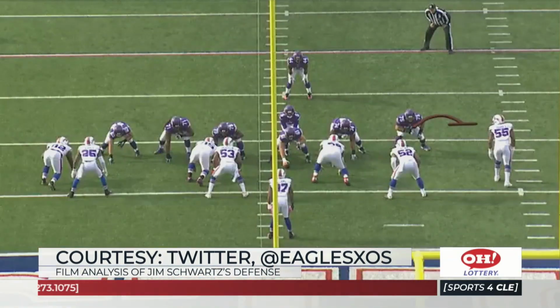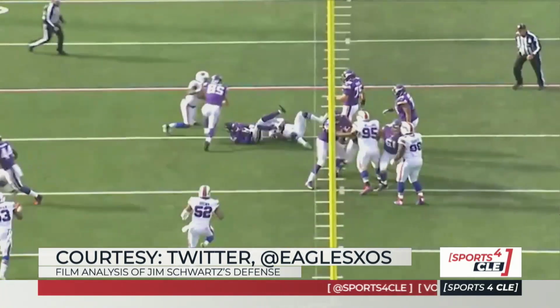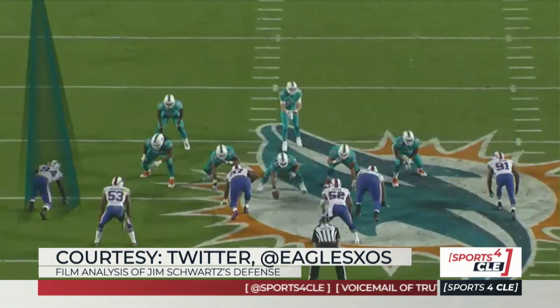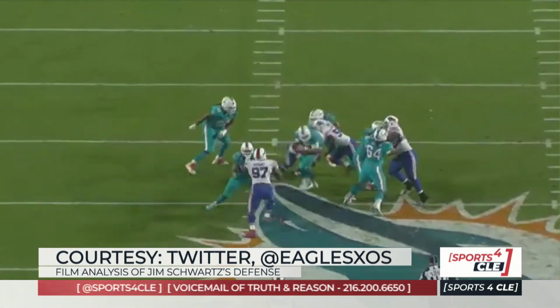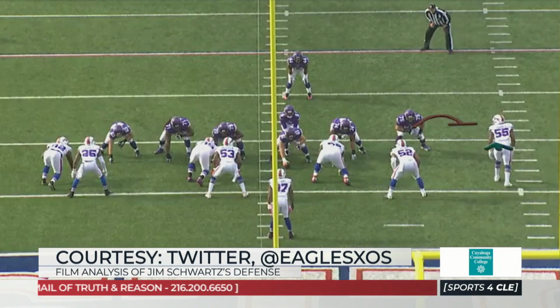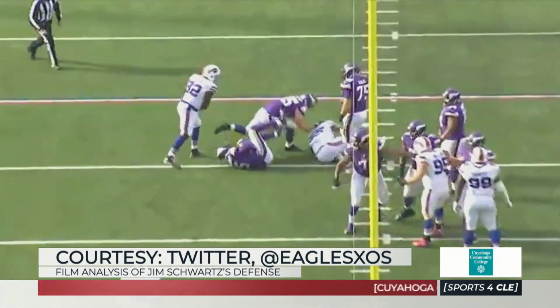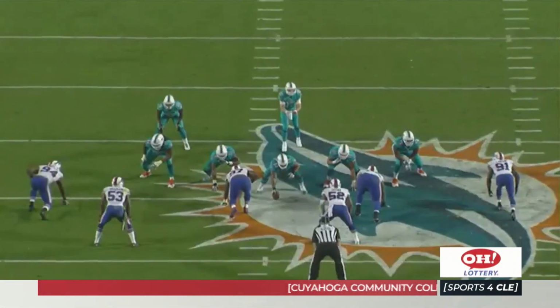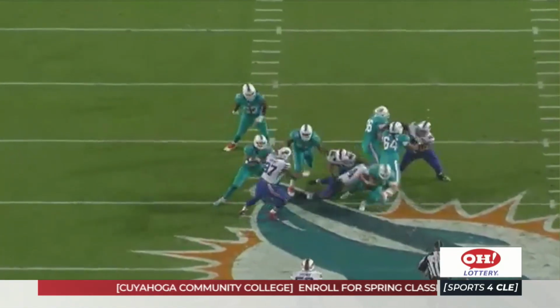And what he does is he's going to show 5 and 6 man pressures, and he's usually just going to bring 4. But by showing 6, he's making that offensive line account for everybody who's at the line of scrimmage. So when you see a defense walk everybody up, we as offensive coordinators have to account for everybody because we have to assume that they're blitzing. So he does a really nice job of showing those linebackers, even showing secondary guys. Those guys are all going to be down inside that box, and offensive coordinators have to account for them.